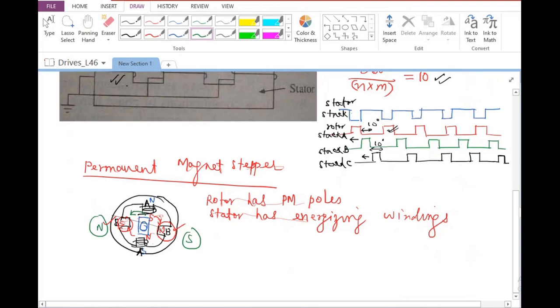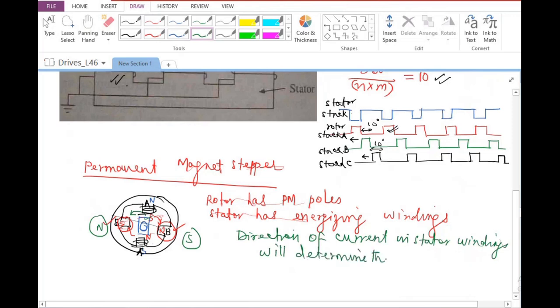So, because of the presence of the permanent magnet in the rotor, the direction of current in the stator windings will determine the direction of movement. So it is unlike the variable reluctance stepper motor. Here the direction of current is going to play a vital role.